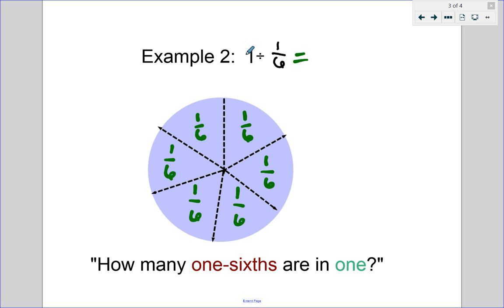So if I look at one whole 1, how many 1/6 do I have? I have 1, 2, 3, 4, 5, 6. I have 6. So 1 divided by 1/6 would give me 6. So there's 6 1/6 pieces in a whole, which makes sense because we know 6/6 is equal to 1. Okay, so we take the whole and we divide it into whatever the denominator says, and we want to see how many of those 1/6 pieces we have. Okay, that's example 2.